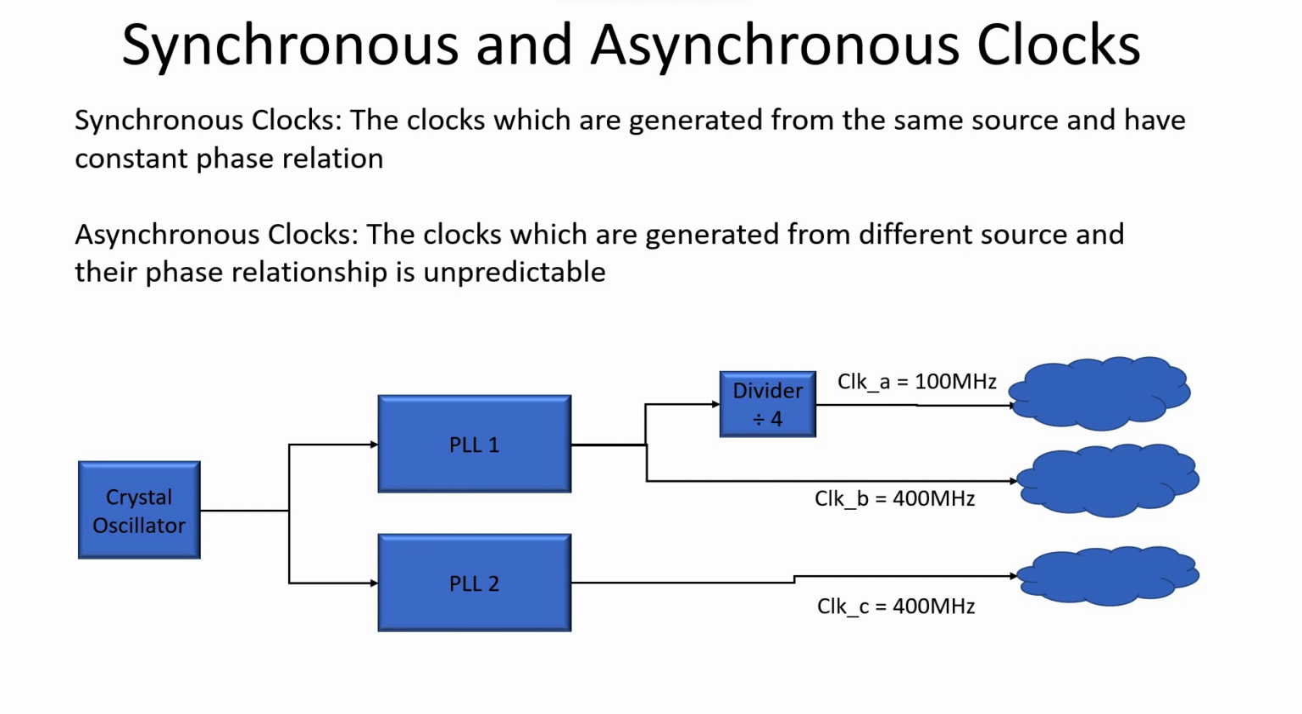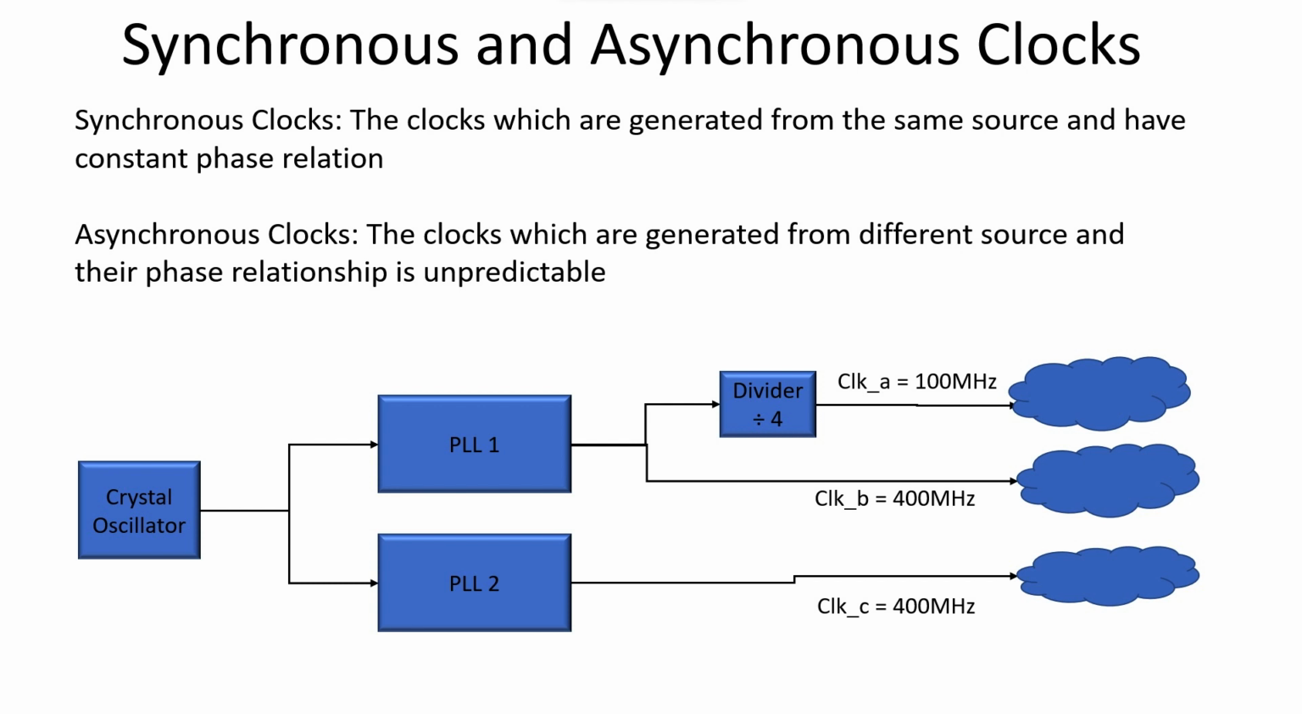So synchronous clocks are the clocks which are generated from the same source and have a constant phase relation, and asynchronous clocks are the clocks which are generated from different sources and their phase relationship is unpredictable.